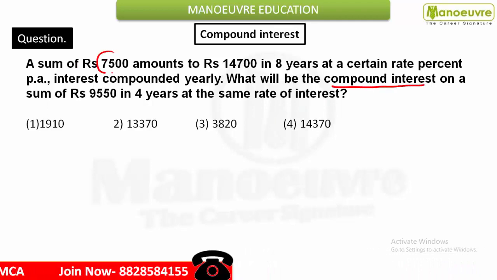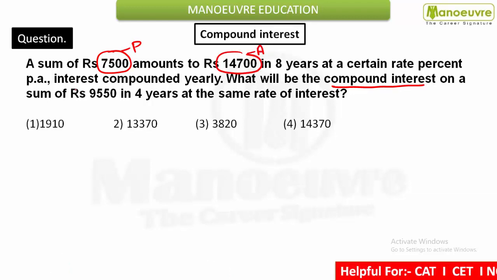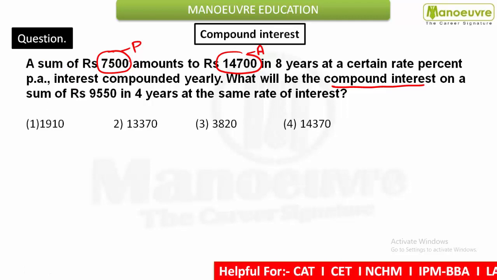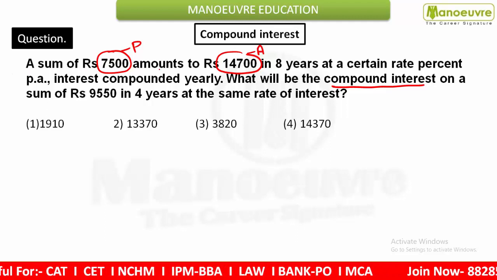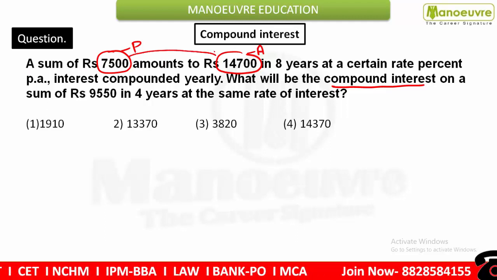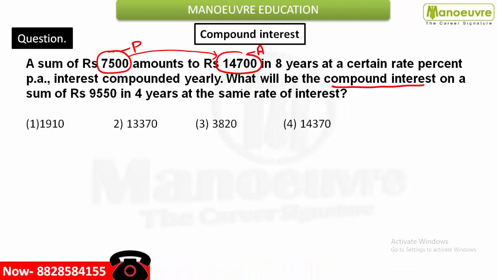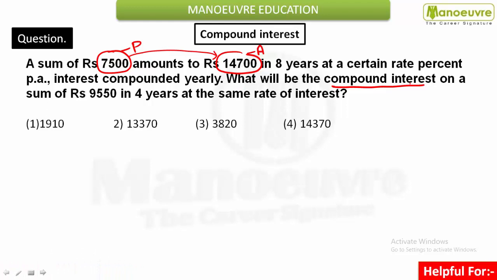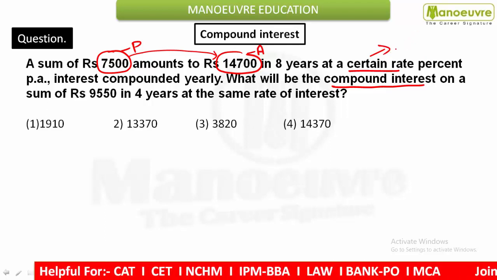Now I can say this is nothing but your principal and this is nothing but your amount. Means there is some principal, on that you are applying some compound interest, and in 8 years this principal makes itself 14700. Okay, so this is the basic phenomenon of compound interest. Now here it is given a certain rate of interest, means you don't have to take tension about what the rate of interest is.